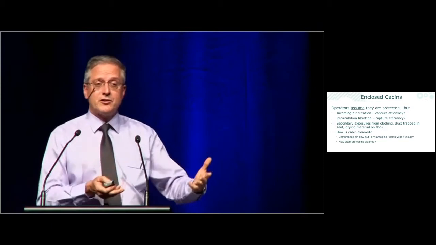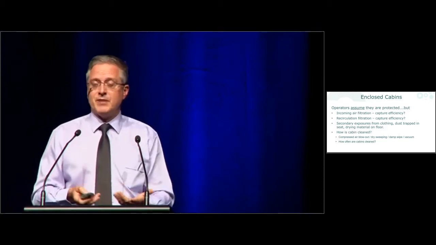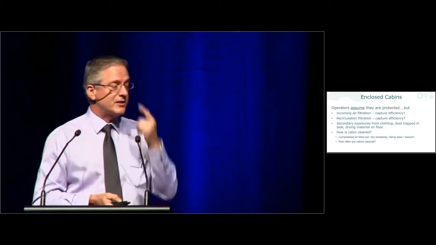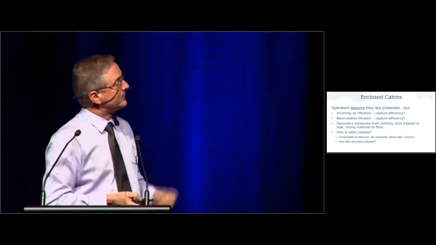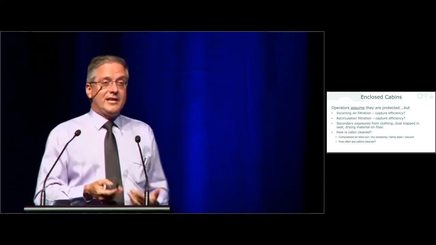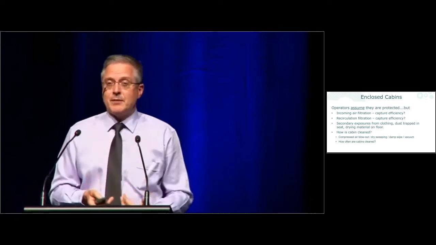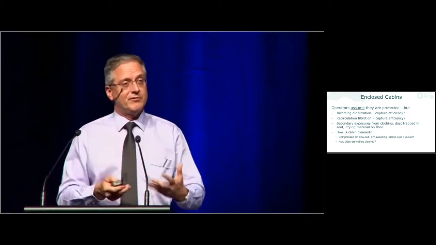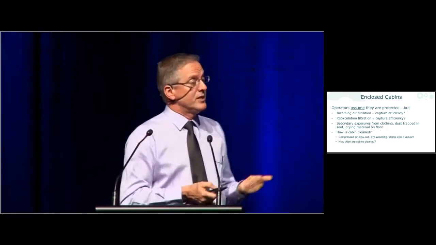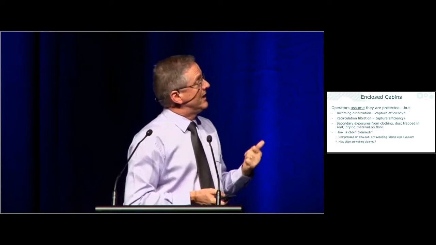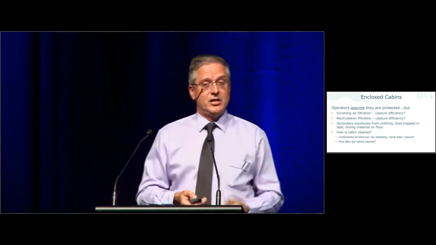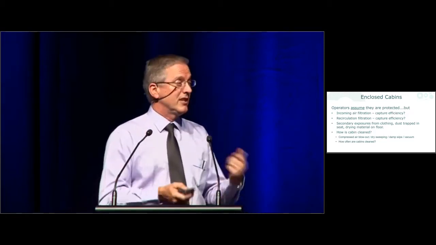You put a worker in an enclosed cabin, air-conditioned cabin, and they have an assumption that they're protected from dust, especially when they can't see it. But is the incoming air that's coming into the cabin through the air conditioning intake effectively captured? Is the recirculating air effectively captured? Secondary exposures from clothing, opening and closing the door, drying material on the floor being scuffed by feet. And how is the cabin cleaned? How regularly is it cleaned? Do they blow it out with compressed air? Do they sweep it out?